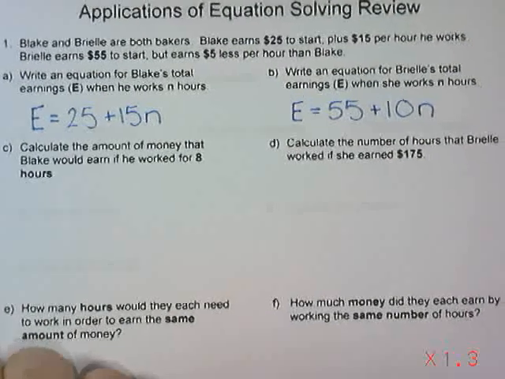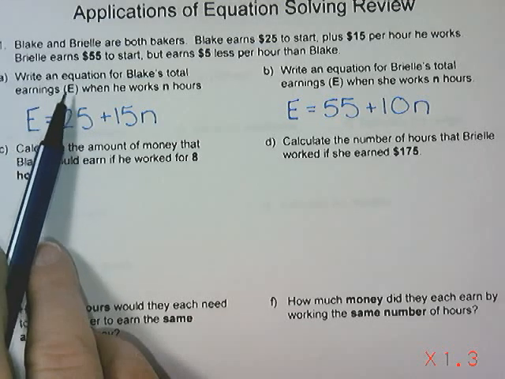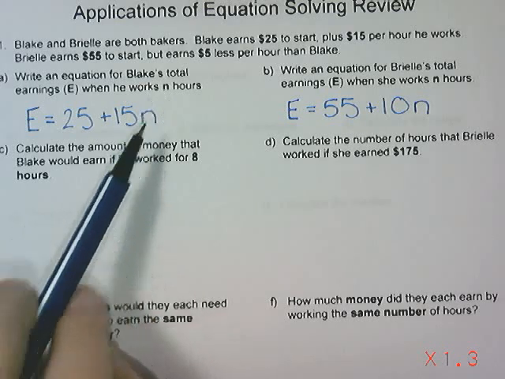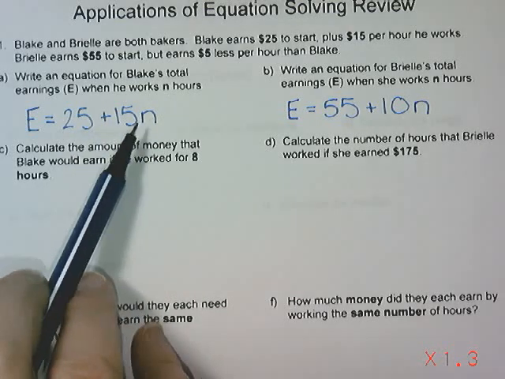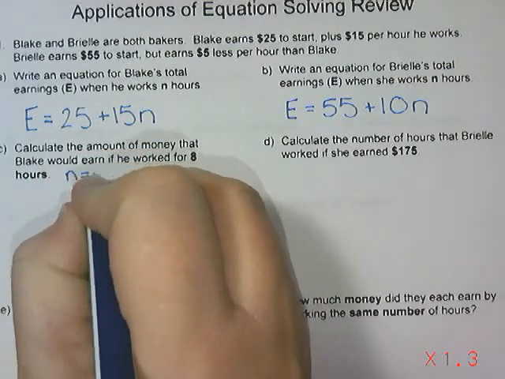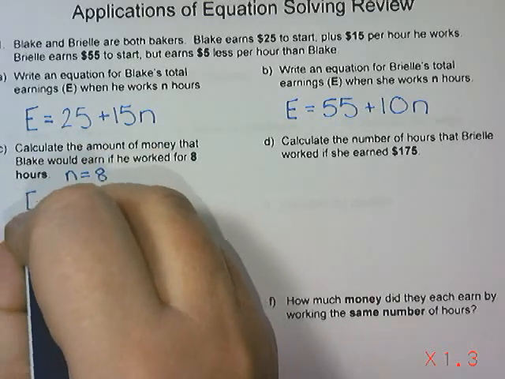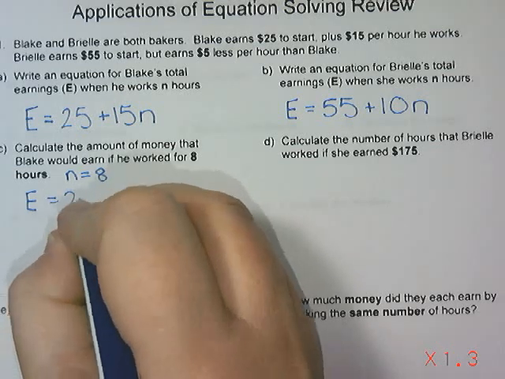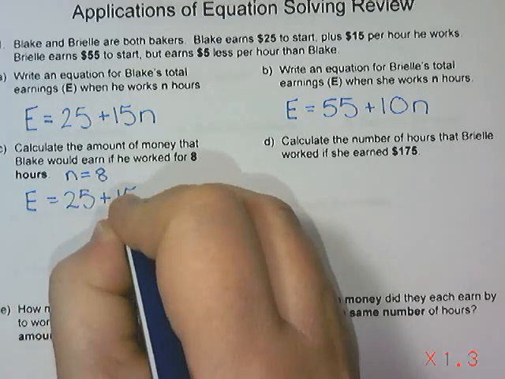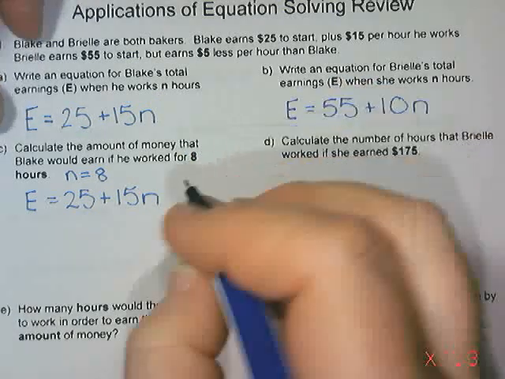All right, part C says, calculate the amount of money that Blake would earn if he worked for 8 hours. Now, according to my equation, E is the earnings, N is the hours. So if we're doing 8 hours, that's going to end up being the N. So I know that N is 8. So what I'm going to do is take the equation, and everywhere I see N, I'm going to put in the number 8. So I'm going to start by writing down the equation. So E equals 25 plus 15N, right? That is Blake's equation. And then we're going to put 8 in for N.